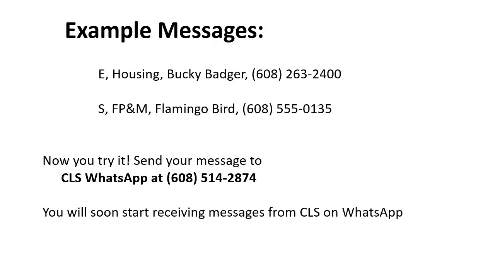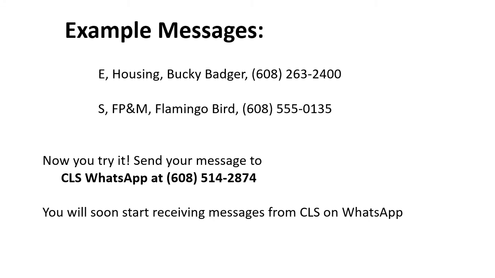Here are 2 example messages from people who want to join the CLS WhatsApp group. The first is from someone who wants to get the messages in English, so they typed E. Their department is housing. Their name is Bucky Badger, and you can see their phone number. The second person wants to get messages in Spanish, so they typed S. Their department is FP&M. Their name is Flamingo Bird, and you can see their phone number.